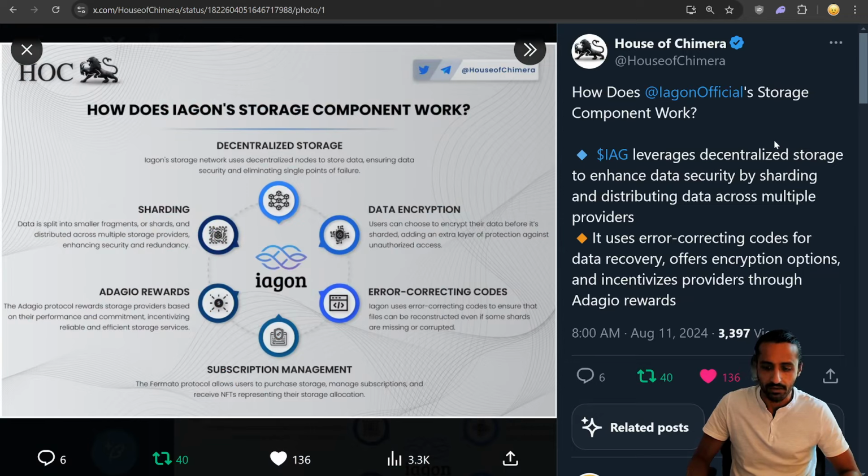How does Iagon's storage component work? So I'm doing more research every few days into IAG, and it's really cool what they're doing with their hardware setup to help decentralize storage. IAG leverages decentralized storage to enhance data security by sharding and distributing data across multiple providers. It uses error-correcting codes for data recovery, offers encryption options, and incentivizes providers through Adagio rewards.